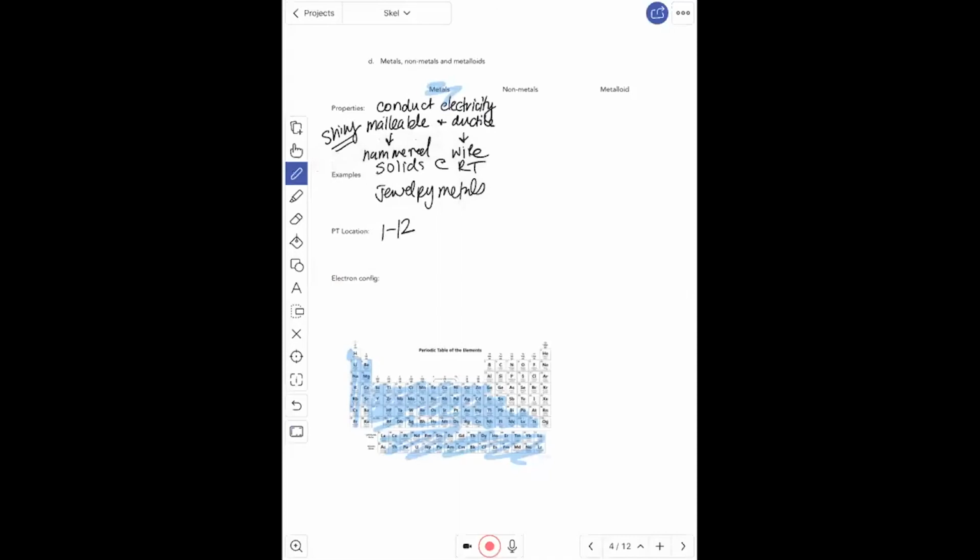Now, on to nonmetals. Nonmetals are poor conductors of electricity, are not ductile and malleable, are not shiny, and generally are found in either the solid or the gas state. Some common examples are the gases that make up air, such as oxygen and nitrogen, and diamonds. Generally, we find nonmetals on the upper right-hand side of the periodic table, in groups 14 to 18 specifically.